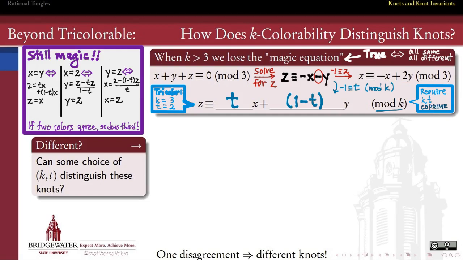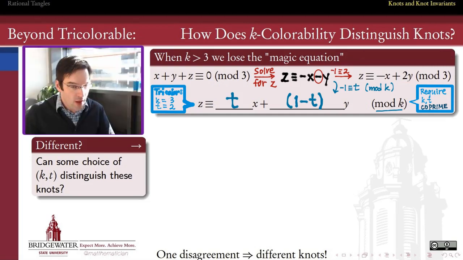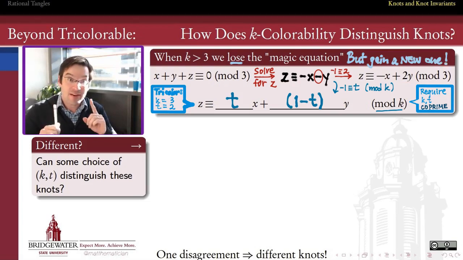Then we're going to be in great shape, and we have a new generalized magic equation that we're going to be able to use to determine the k-colorability of knots. So we've lost one magic equation, but we've gained a new, more powerful, generalized magic equation. And this is really, really great news. Let's see if we can put it into practice to distinguish between two knots using the same linear algebra that we use for tricoloration.